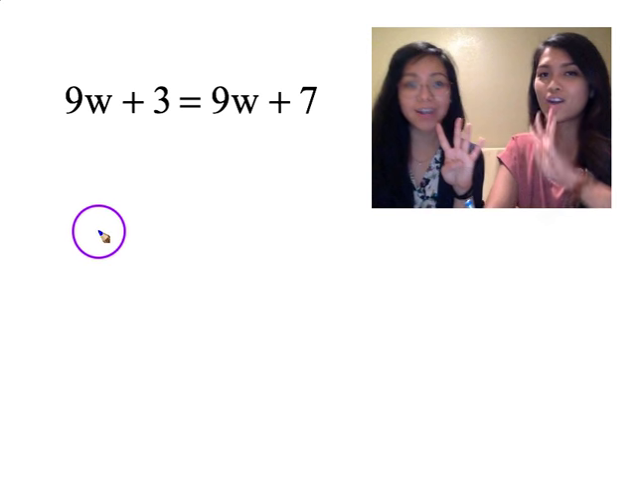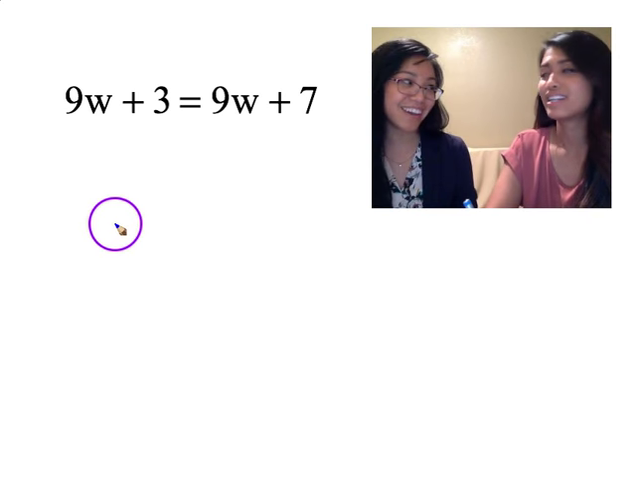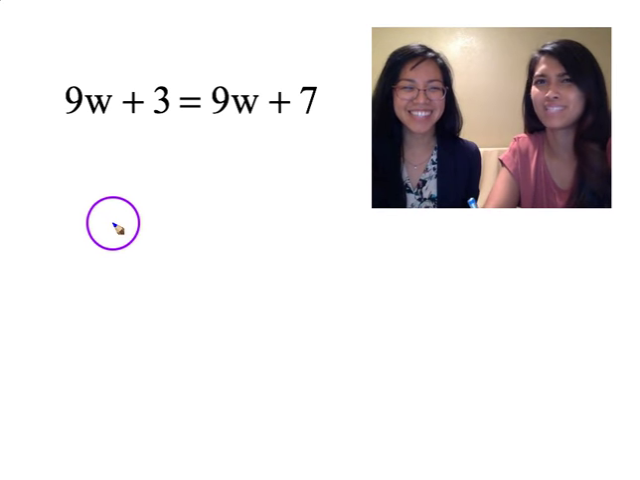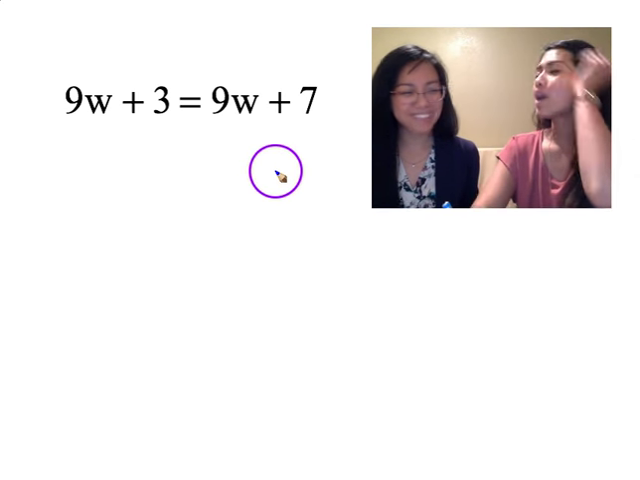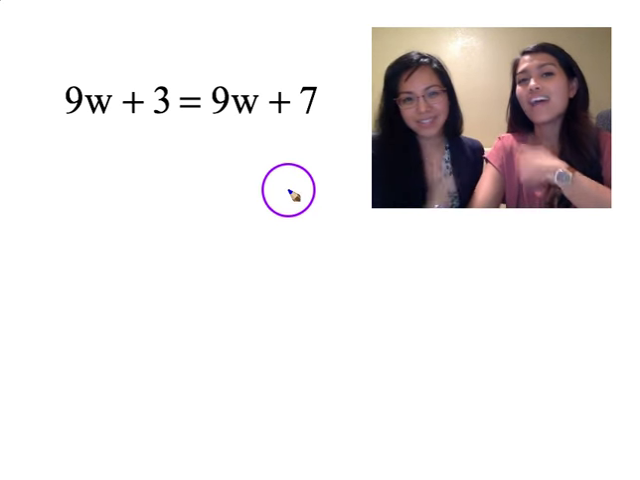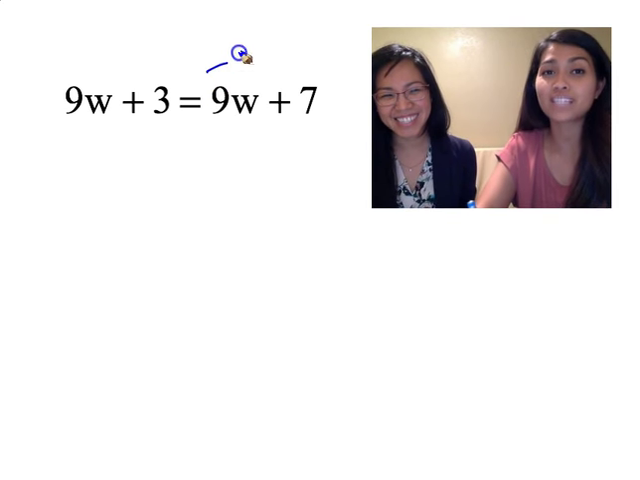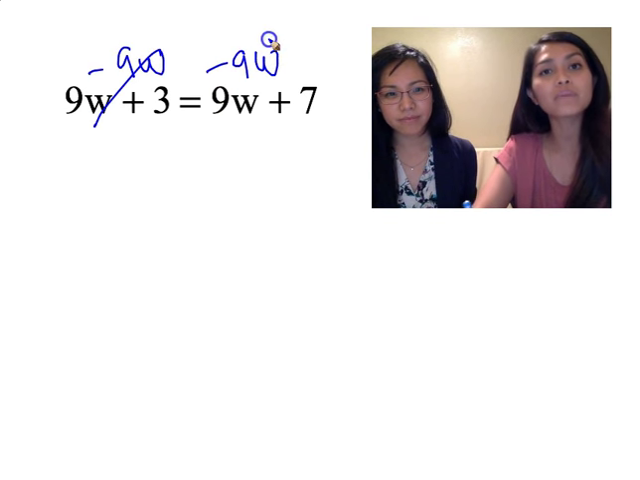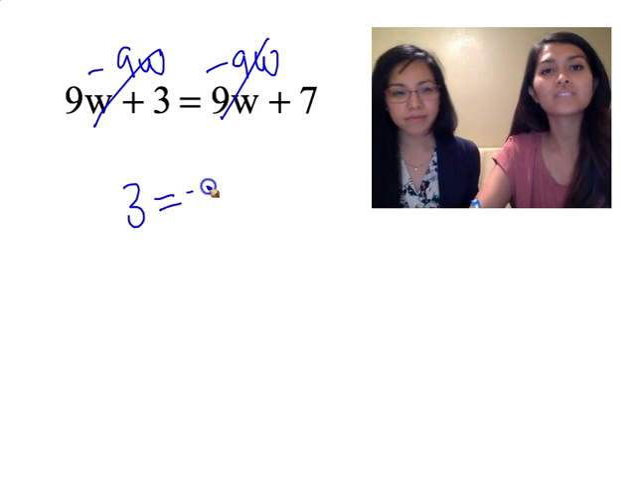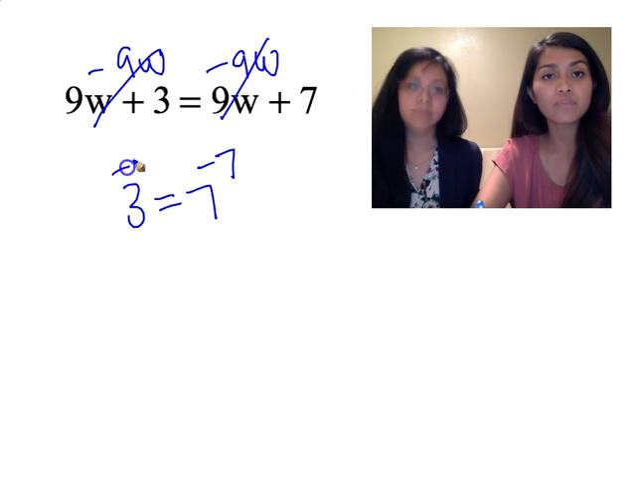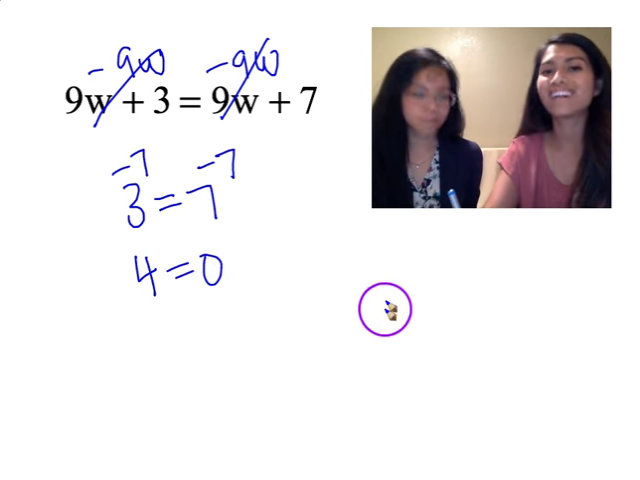Problem number 4. Last chance, Miss Sang. I'm totally going to get this right. I can't possibly make that many mistakes. Okay, so I'm going to move the variable to the left. So I'm going to subtract 9w from both sides, which is going to leave me with 3 equals 7. Okay, so I'm going to get rid of the constant again and subtract 7 from both sides, leaving me with 4 equals 0.